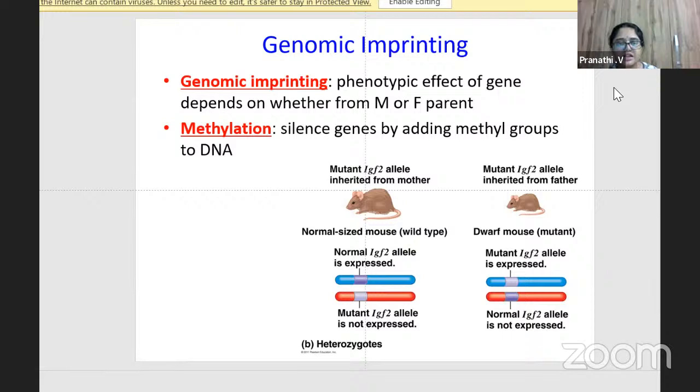And then you have methylation, wherein whenever you add a methyl group to the DNA, it affects the allele. If it is inherited from the mother, you're going to get a wild type, normal-sized mouse, and the IGF2 allele is going to be expressed. And when methylation is done, the IGF2 allele is not expressed. If the mutant IGF2 allele is inherited from the father, you get a dwarf mouse, and that allele is expressed, and the normal IGF2 allele is not expressed over here.